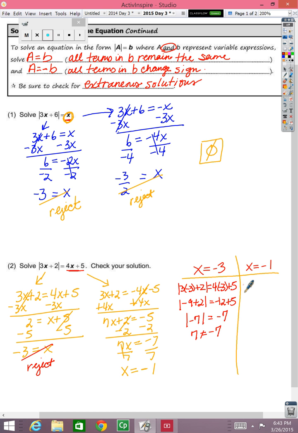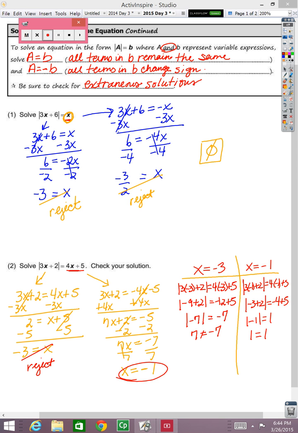And now I'm going to substitute the negative 1 into the original equation. So 3 times negative 1 is negative 3 plus 2. Does that equal the absolute value of negative 4 plus 5? Well, here I get the absolute value of negative 1, which is 1. Does that equal negative 4 plus 5, which is 1? It does. So x equals negative 1 is my only solution for that one.